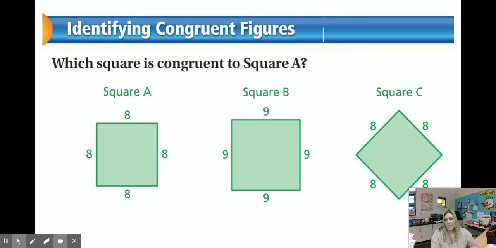So because square A and square C have the same measurements of sides, they are the same size and they are the same shape because they are a square with side measurements of 8, so they are congruent. So even though square B is the same shape, it is not the same size, so it is not congruent. So square A and square C are congruent. And that concludes your first lesson for 2.1 on congruent figures.